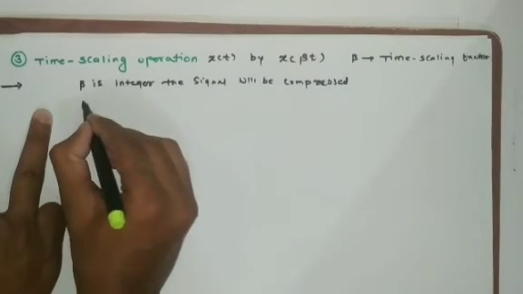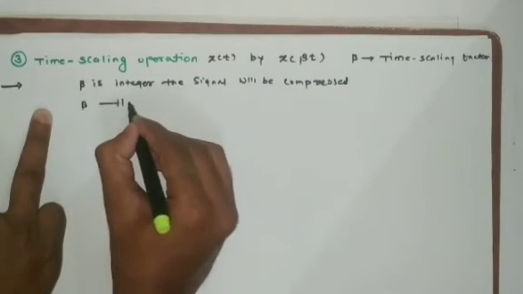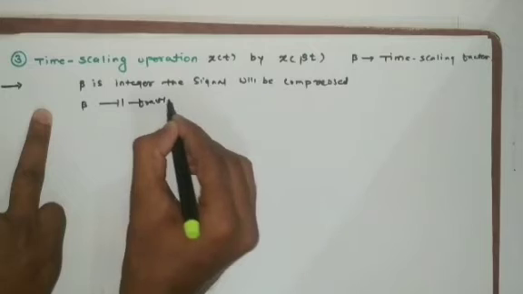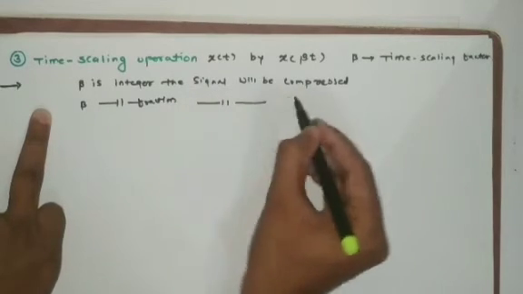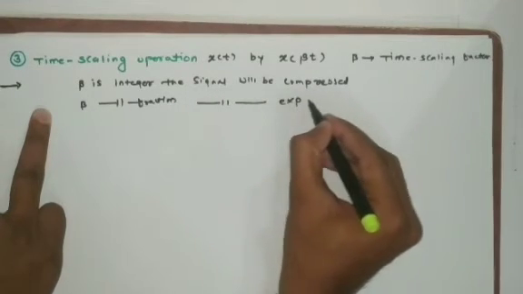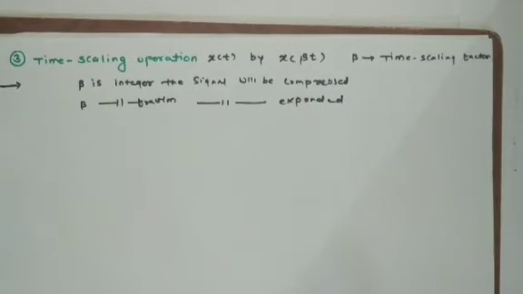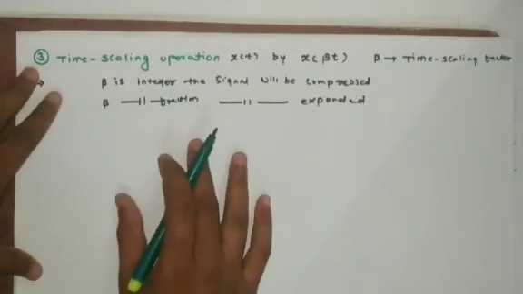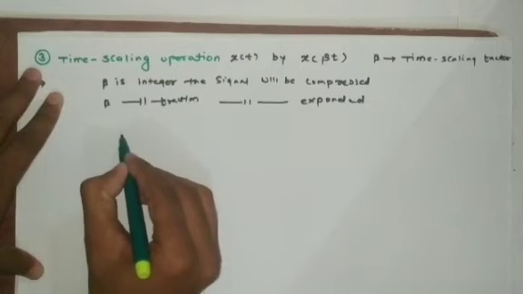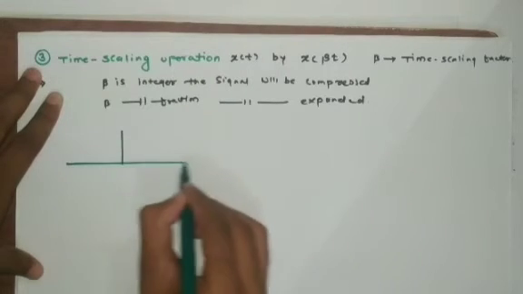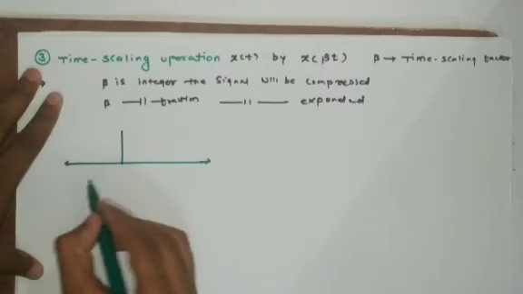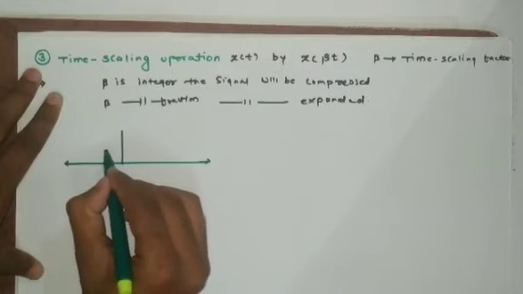And if beta is a fraction, our signal will be expanded. That means there are two operations, compression and expansion. Now how can we say that it is compressed or expanded? Let us see with one example. For that case, let us assume we have a sketch like this.